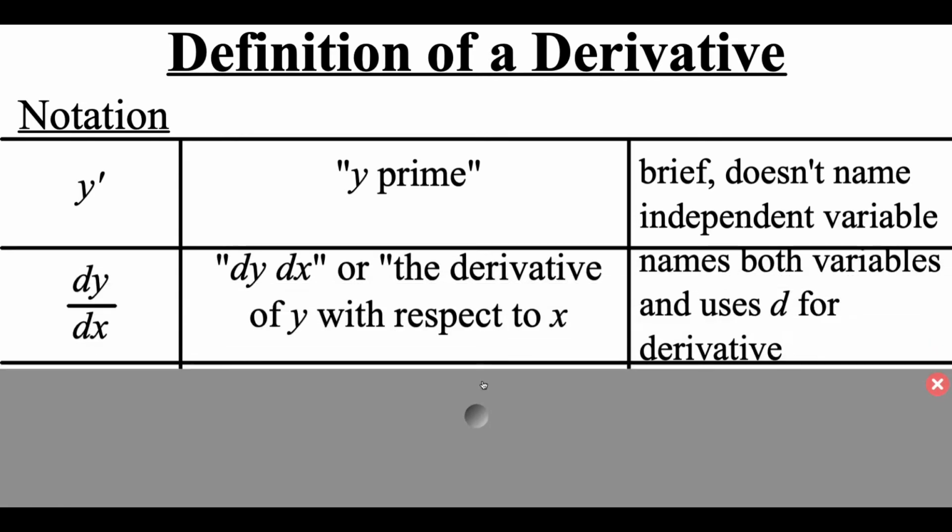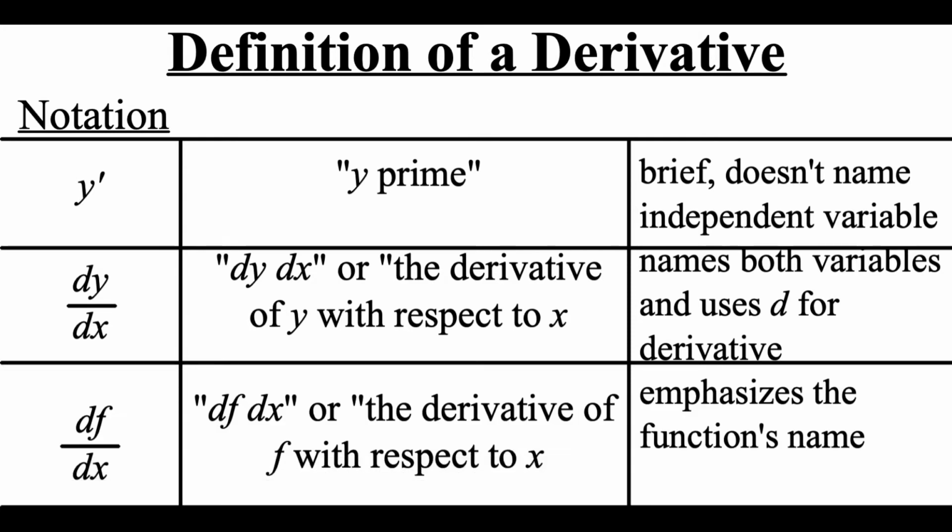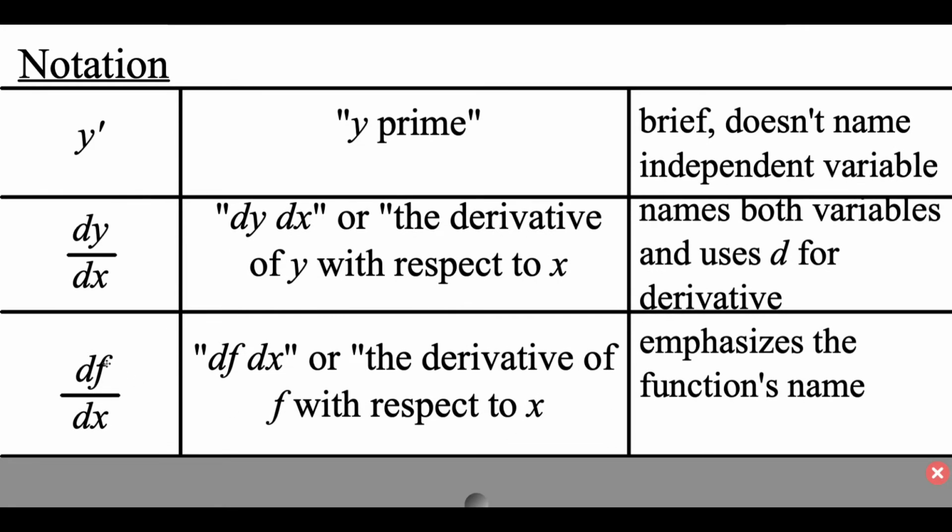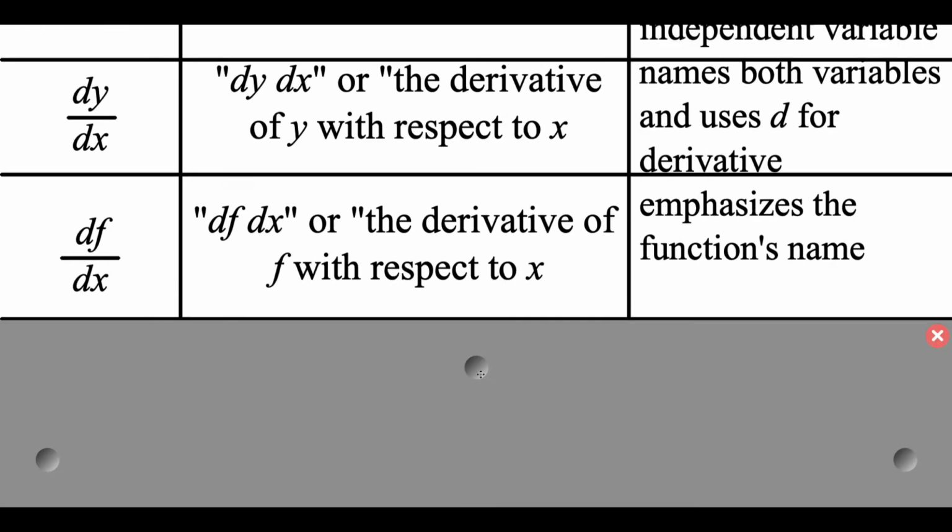Versus, if we compare that to our next one, this is dy dx, or dy over dx, or you could say the derivative of y with respect to x. Now that names both of your variables. It names your y variable and your x variable, and it also uses d to represent the derivative. This one is very similar. This is df over dx, or we could just read it df dx, or the derivative of f with respect to x. And this one is nice because it emphasizes the name of the function, so using that f in there. And again, we're using d to represent the derivative.